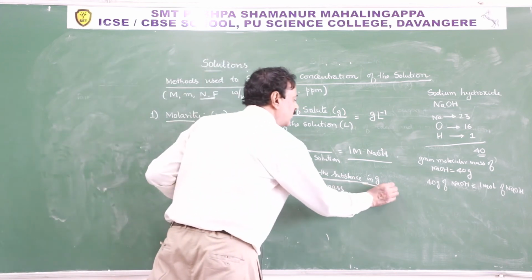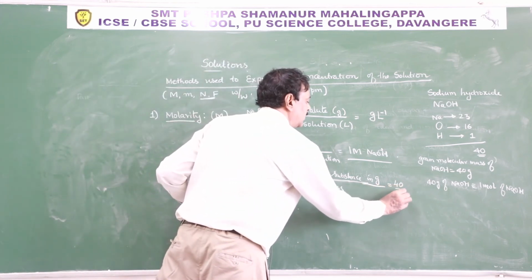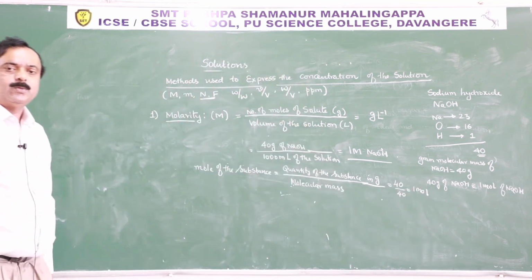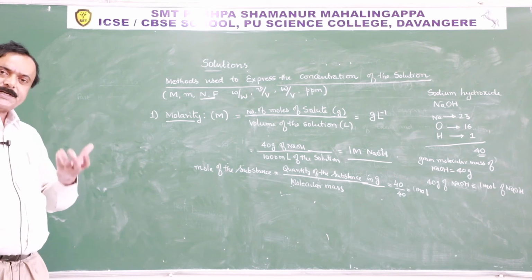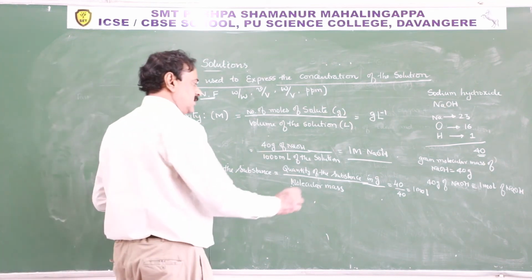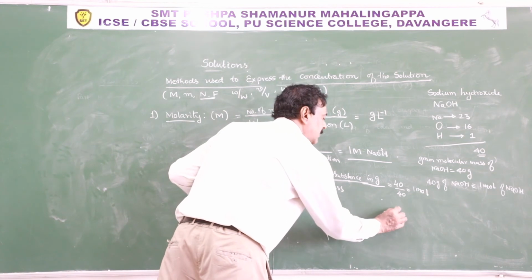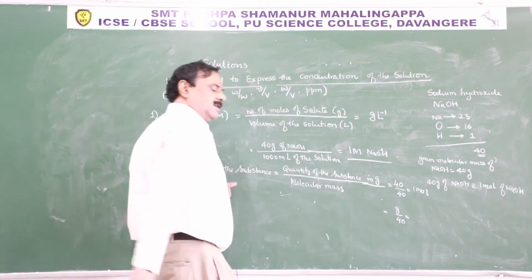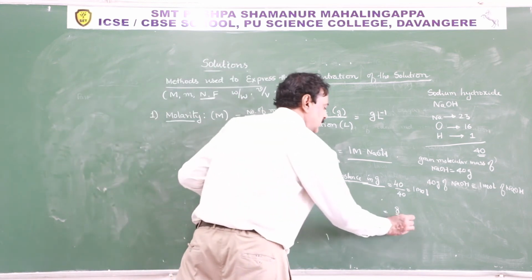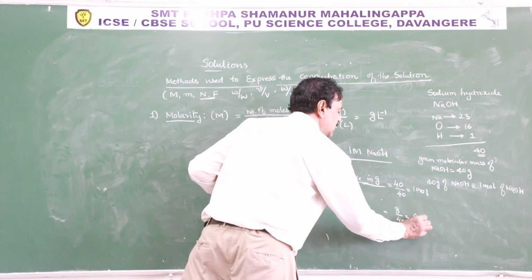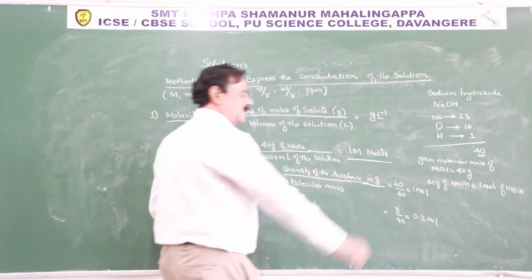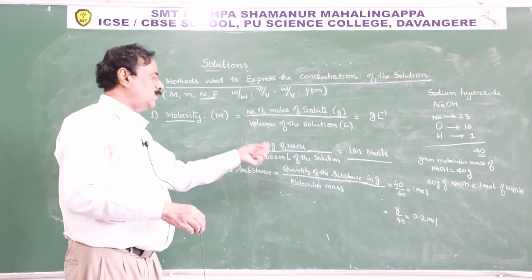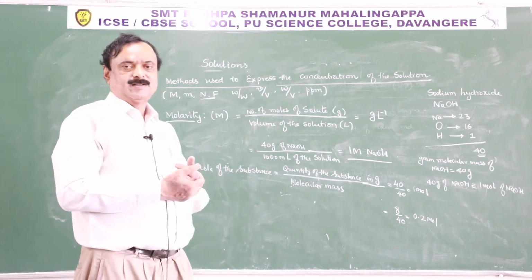If the quantity of the substance is 40 and the molecular mass is 40, then the amount of the substance is 1 mole. Suppose 8 gram of NaOH is present, then you have to convert into moles. That is 8 by 40, which is 1 by 5, equal to 0.2 moles of sodium hydroxide. If 8 gram of sodium hydroxide is present in 1000 ml, then it is a 0.2 molar solution.